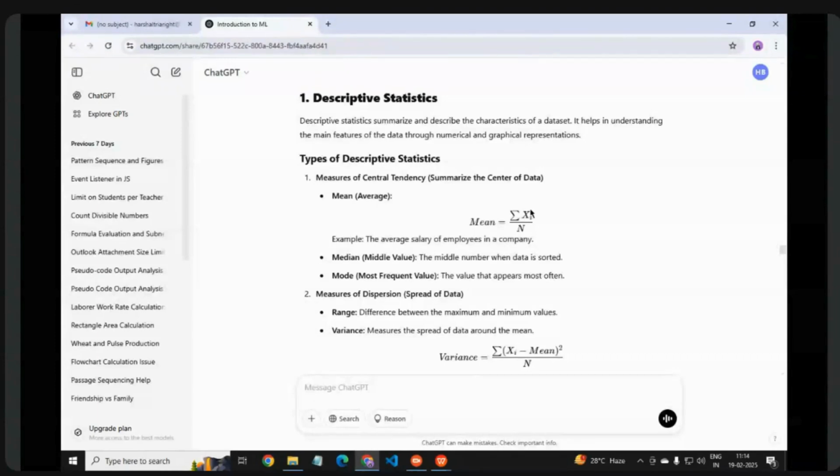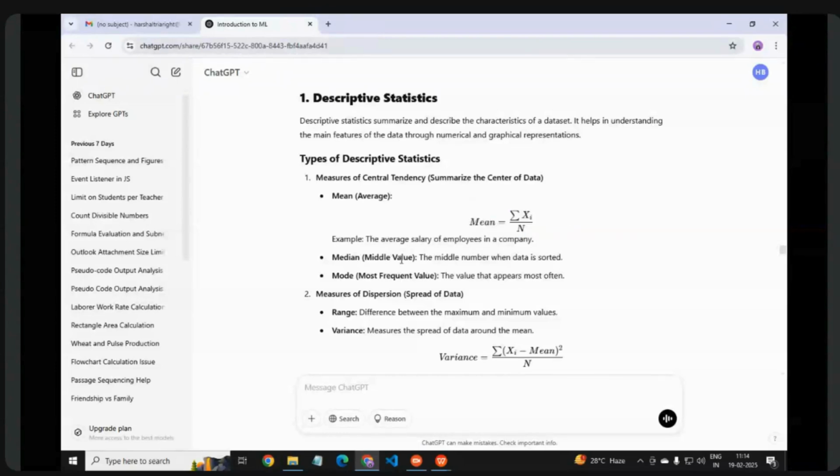So what will it give? How much does 1 plus 2 plus 3 plus 4 plus 5 give? 15. So 15 divided by 5 gives 3. Yes, 3, correct. For an average salary example, we can take the average salary of employees in a company. We can find the average by using this.